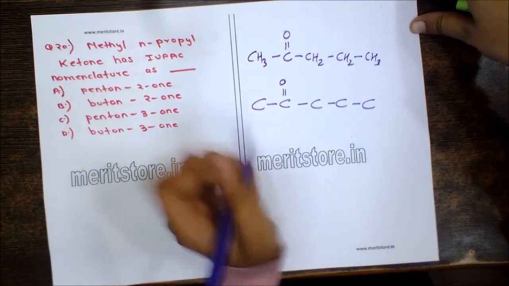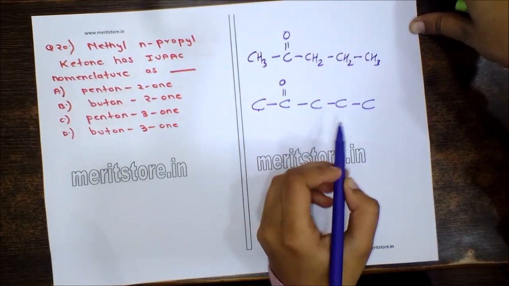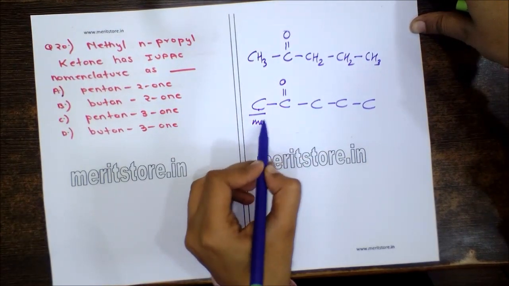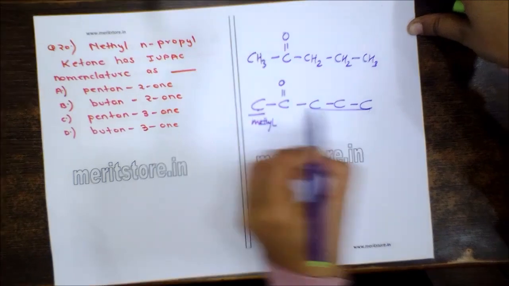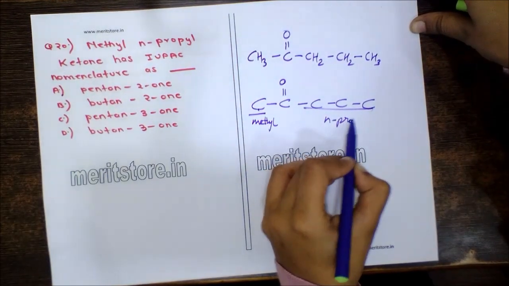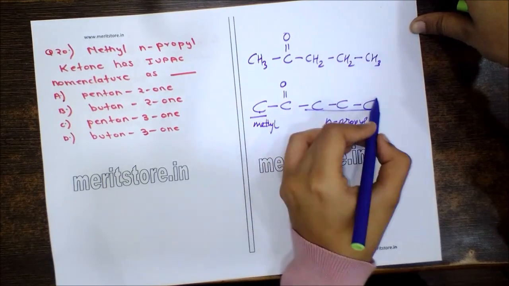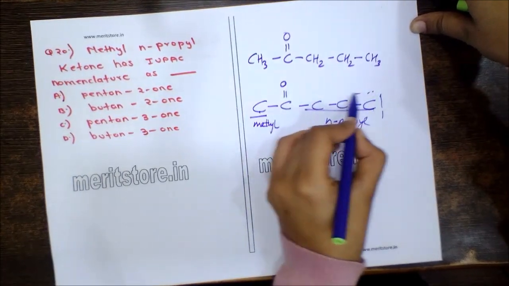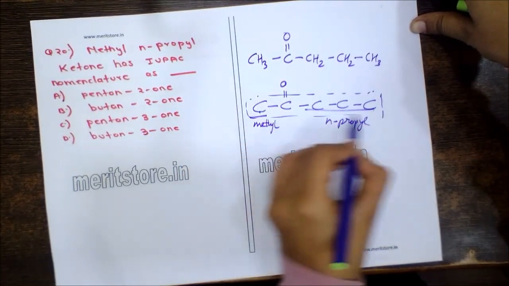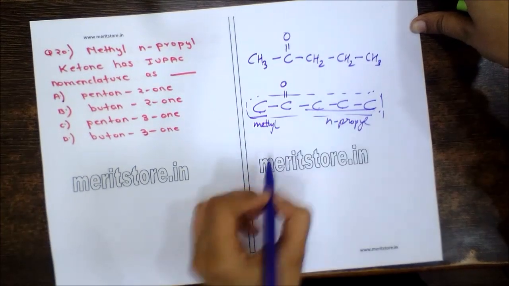So this is my methyl, and this is my N-propyl ketone. The IUPAC name will be, first we'll use the first rule, that is my longest chain rule. The longest chain is 1, 2, 3, 4, 5. So it will be pentane.